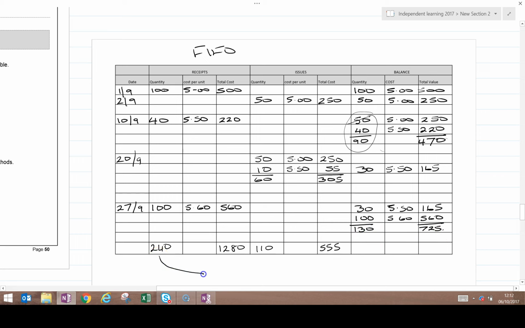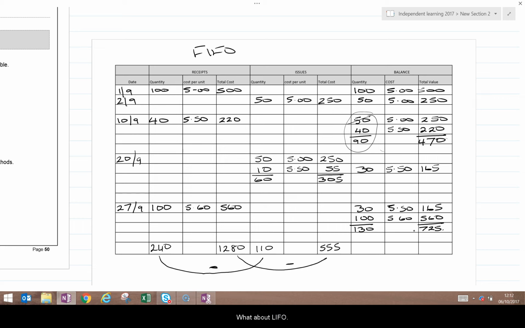Now we can use these figures just to check our balances are correct. So 240 minus 110 gives us 130. 1280 minus 555 gives us 725. So we have correctly written up our stores ledger card using Fifo.